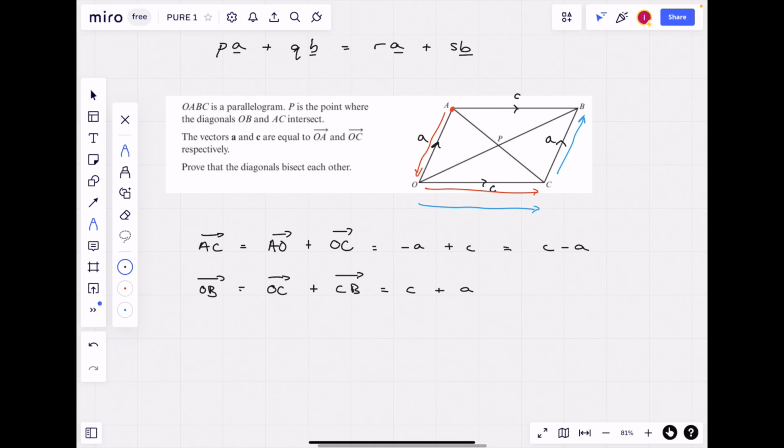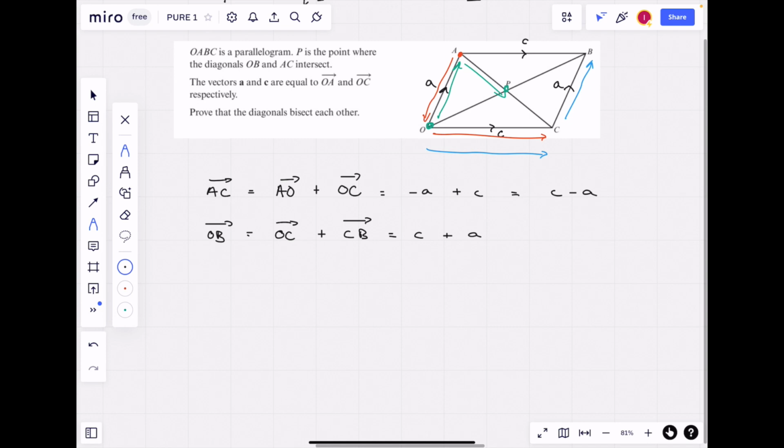Now we want to express the position vector for P taking two different routes. One route is going to go along one line. The other route is going to go along the other line. Now that we've expressed both AC and OB, we want to express OP, but along the two different routes. The first route is going to be, let's say, AC. So we're going to express OP taking the AC route.